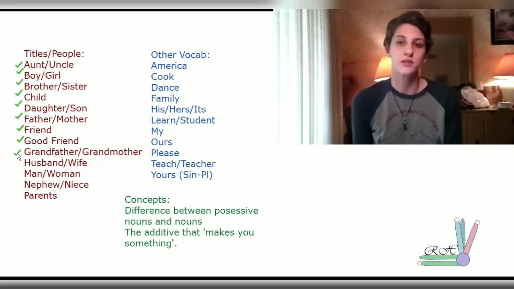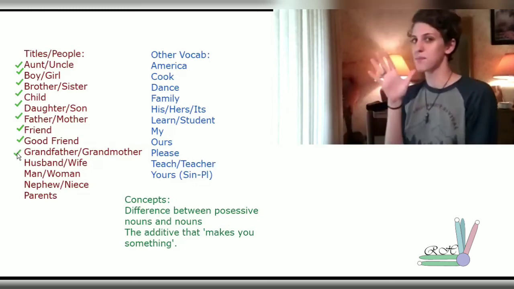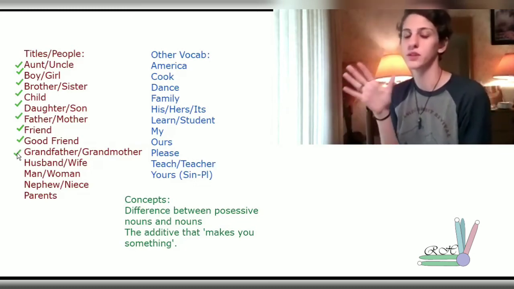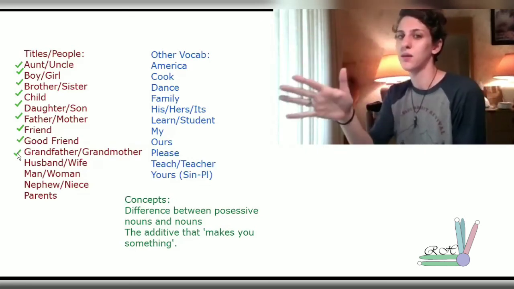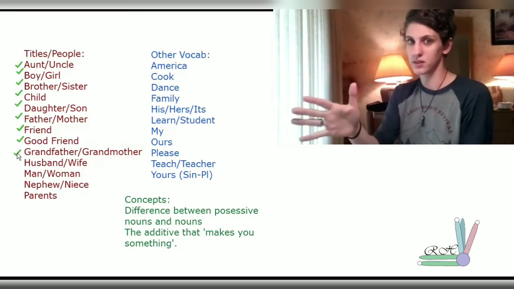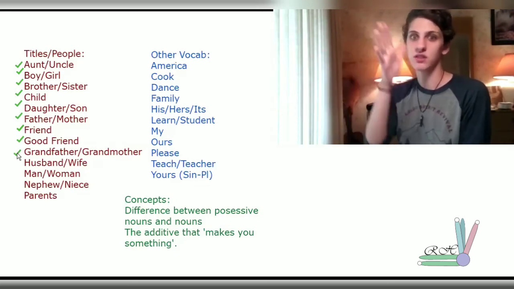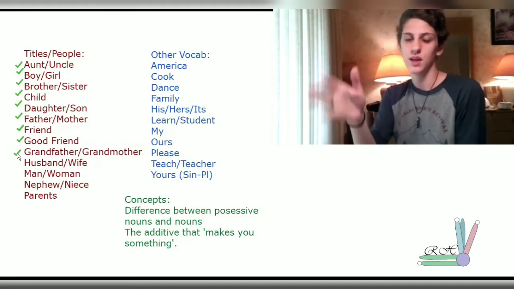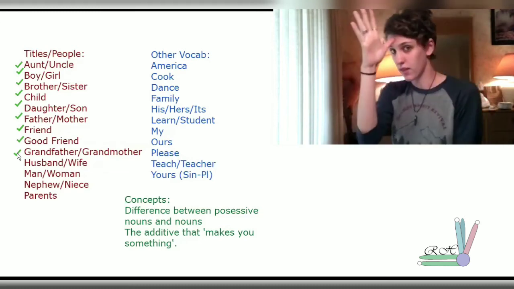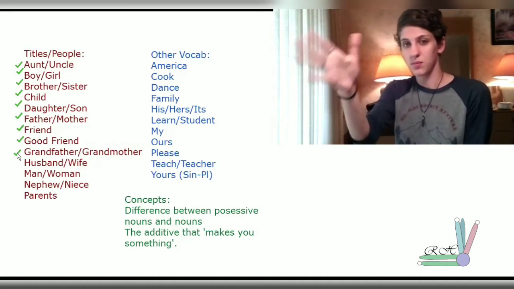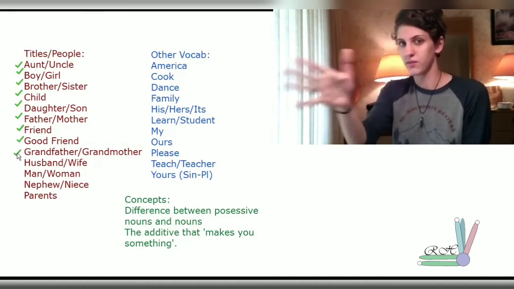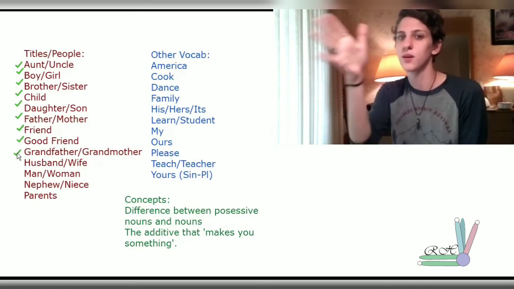Grandfather and grandmother. So this is just like mom. We'll do grandmother first. So this is just like mom, and then you do a leap. So this would be grandmother, right? Like a generation ahead of mom. And then grandfather would be one up. Same thing. So father, grandfather, mother, grandmother.